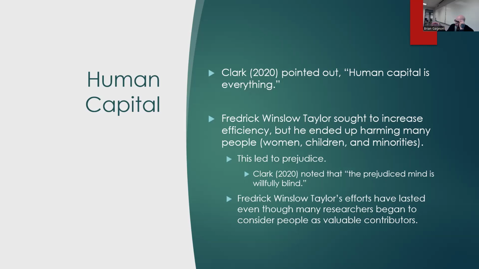Because with human capital, you can generate financial capital. With human capital, you can properly manage and maintain financial capital. Frederick Winslow Taylor, right around the turn of the early 1900s, sought to increase efficiency. But what he did is he ended up harming so many people, women, children, minorities, not necessarily him directly, but his findings, his theories, if you want to call them that. You see, he was at a time when prejudice ran amok, and his practices only made that worse.